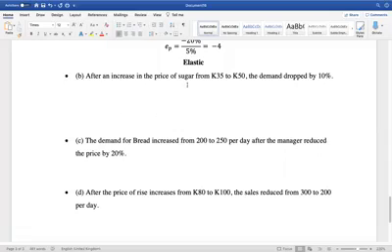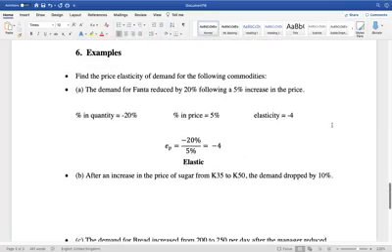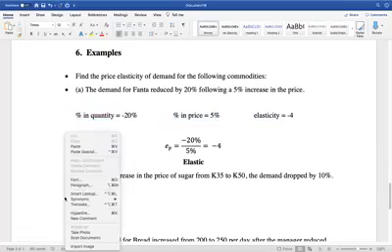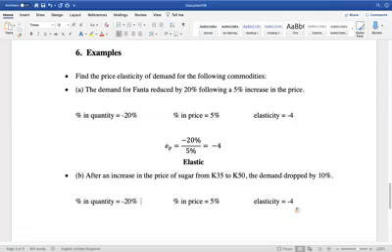After an increase in the price of sugar from 35 kwacha to 50 kwacha, the demand dropped by 10%. So let's ask the same questions we asked previously when solving the first question. In this case, what is the percentage change in the quantity demanded? What is the percentage change in the price?